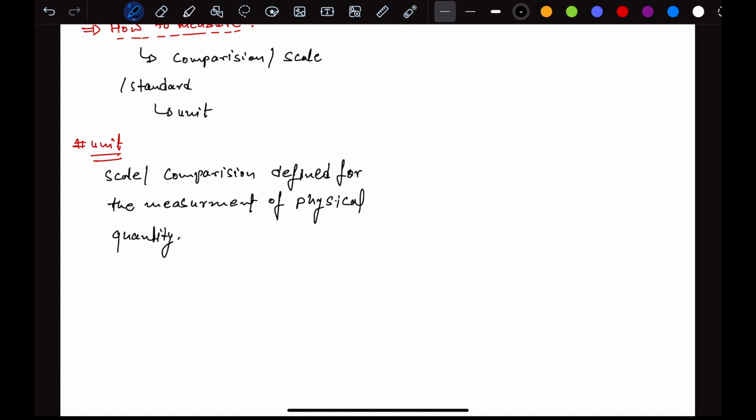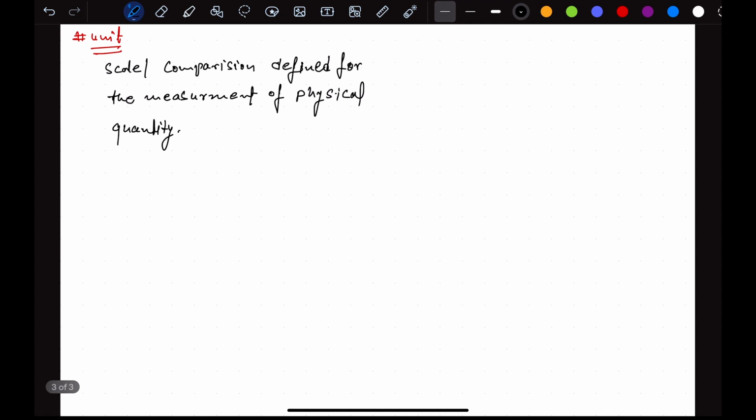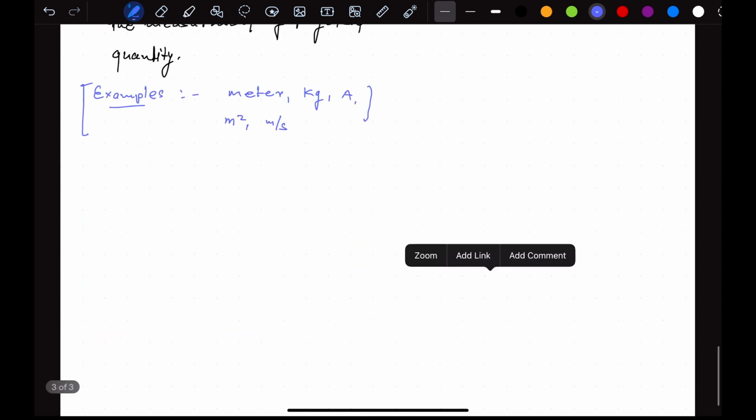Right? So this is the unit. Sorry. So now let's take some examples for the units. Like for example, for the length it's the meter, for mass it's kilogram, for the electric current it's ampere, for the area it's meter square, for the speed it's meter per second. So all these things are called units, right?